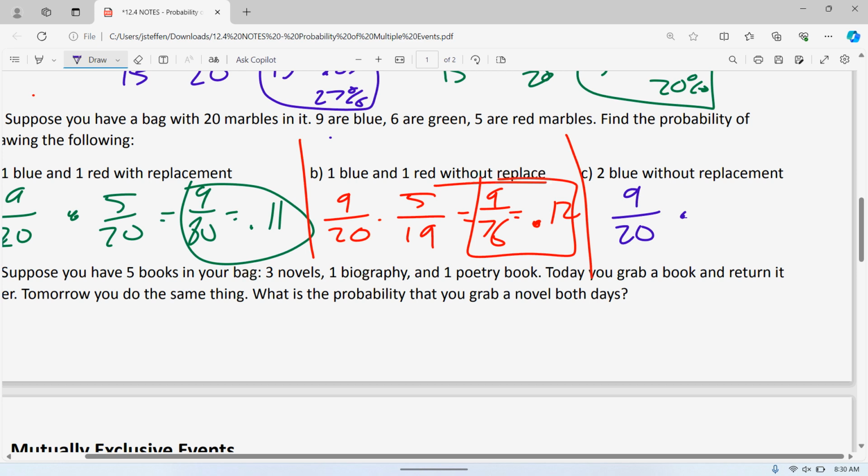But now if you don't put it back and you pick another one, there are only 8 blue ones left, but there's only 19 total. So again, that's the hard part of that one. Just look at what's left in the bag. There's only 8 blue ones left to choose from. There's only 19 total. So 9 times 8 over 19 ends up giving you 18 over 95, which again, for me, I would just put as the decimal 0.19 or 19%. Calculator gives me the decimal, so I think that's easier. If your calculator gives you the fraction, that's fine.